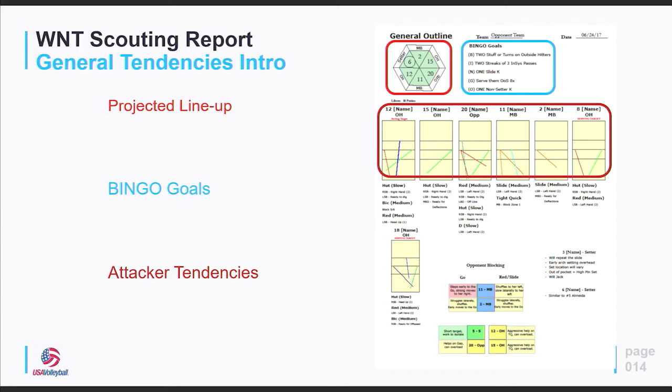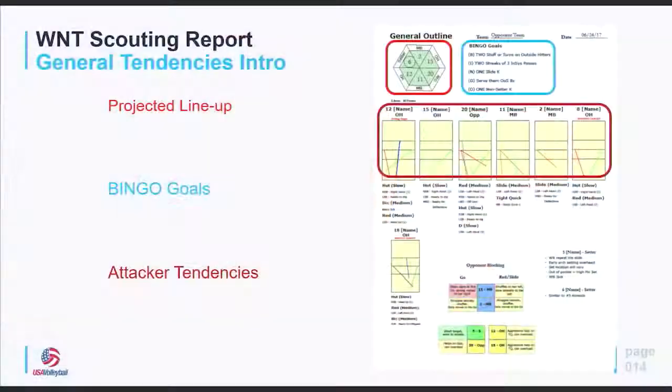The next section is the attacker tendencies. So showing each potential attacker in their lineup and what their favorite shots are on specific attacks, whether it's a hitter that likes to hit mostly cross court when they run the go, maybe they like to hit down the line more so when they run the red. A middle attacker when they run the slide is mostly hitting cross body. All this information can be presented fairly simply, as you can see by the color coding and the directional lines on each of those charts.